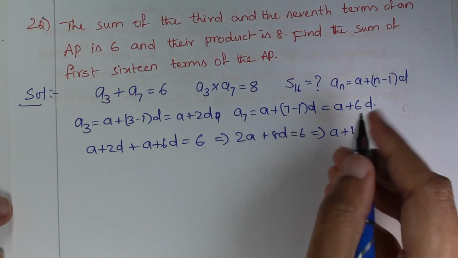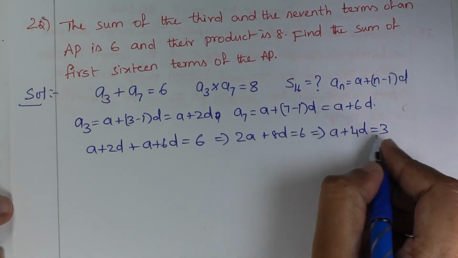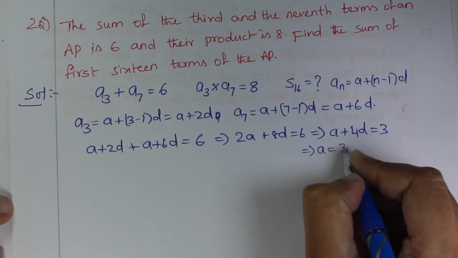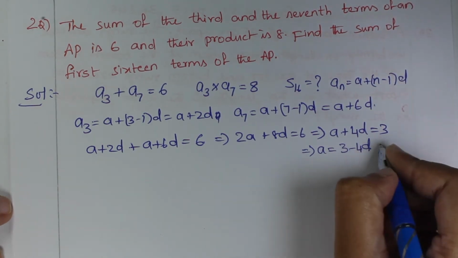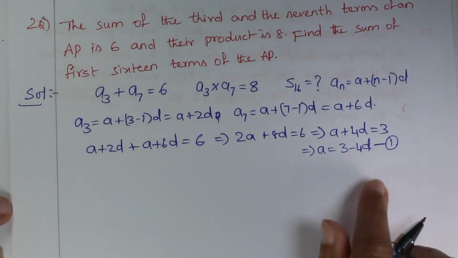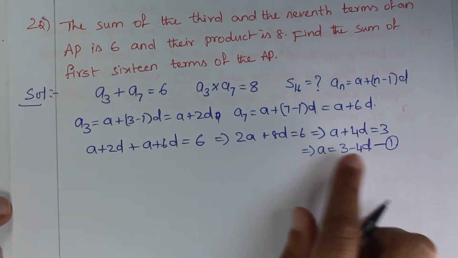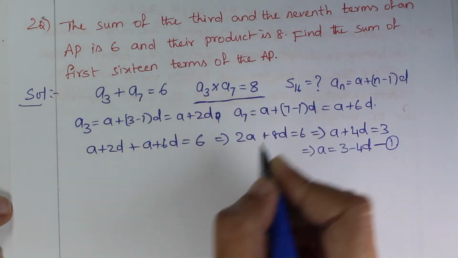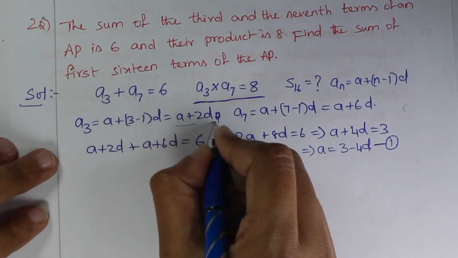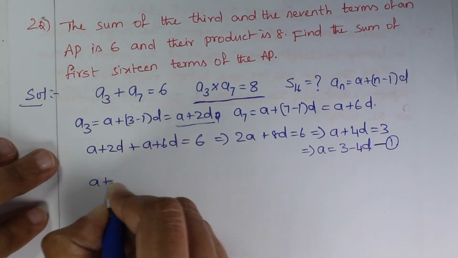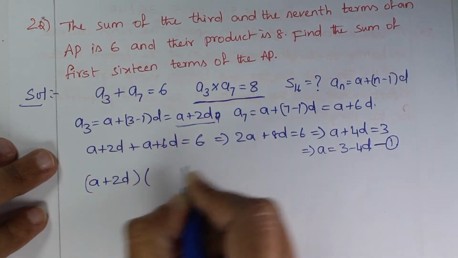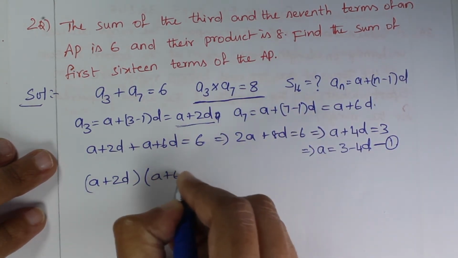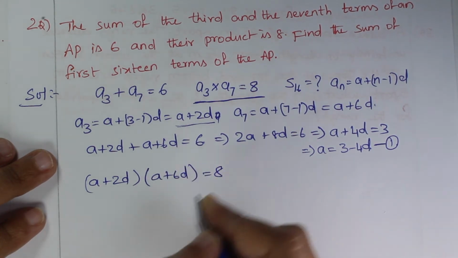Okay, now what is the value of a from this equation? The value of a is equal to 3 minus 4d. This is equation 1. Now we know a3 into a7 is equal to 8. What is a3? a3 is a plus 2d. a7 is a plus 6d. So a plus 2d into a plus 6d is equal to 8.